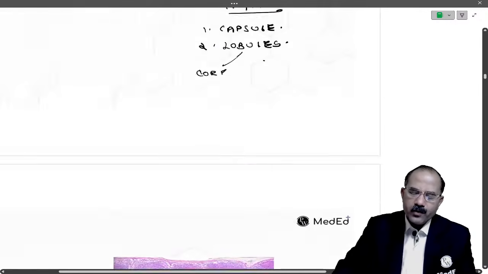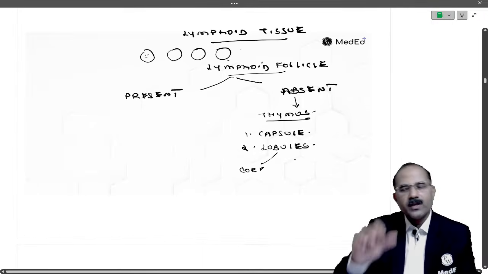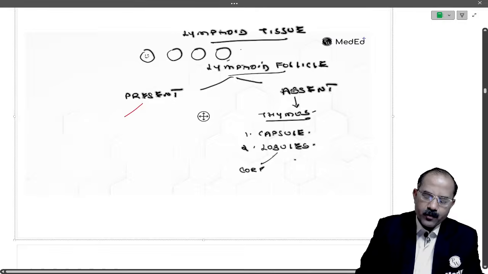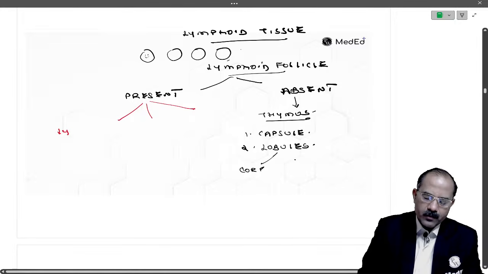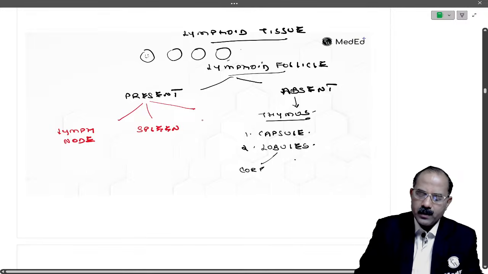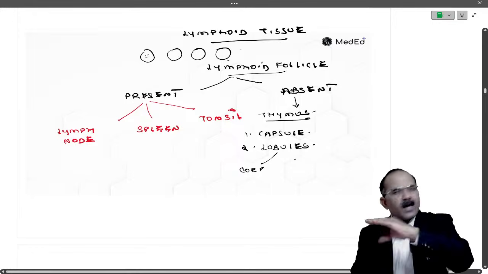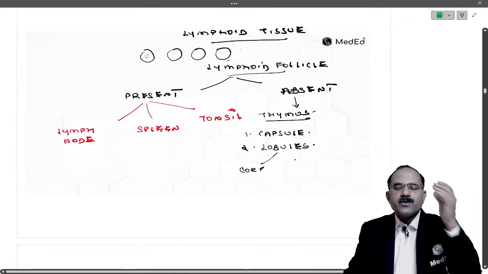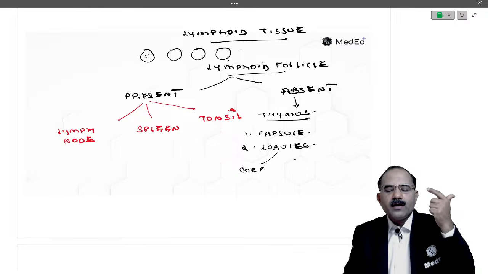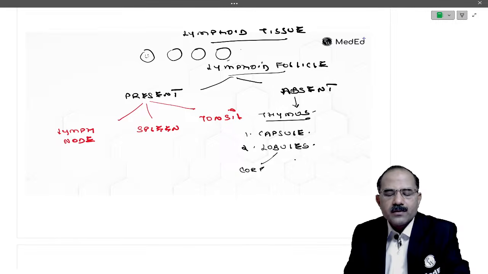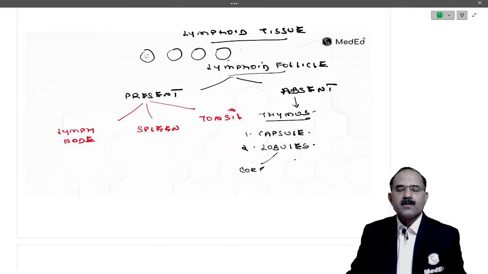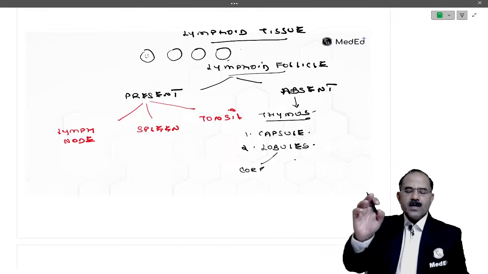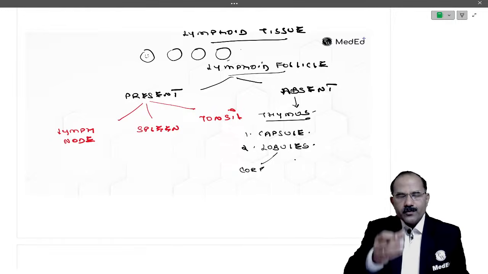Okay, fine. Now lymphoid follicles are present. Suppose lymphoid follicles are present, what could it be? Matlab it could be a lymph node, it could be spleen, or it could be a tonsil. The moment lymphoid follicles are seen, thymus is out. So what could it be? It could be a lymph node. Wait, I'll tell you. If lymphoid follicles are present, it would be lymph node, spleen or tonsil.